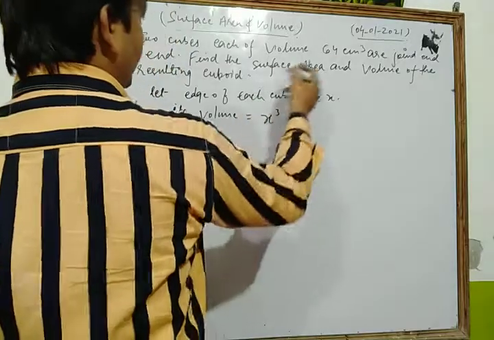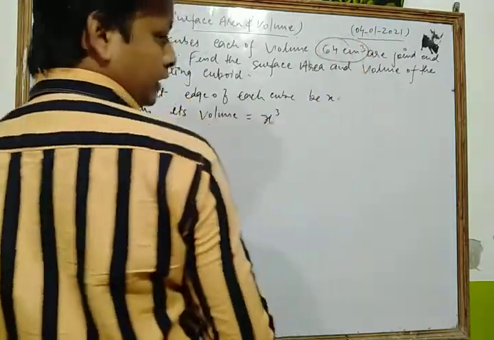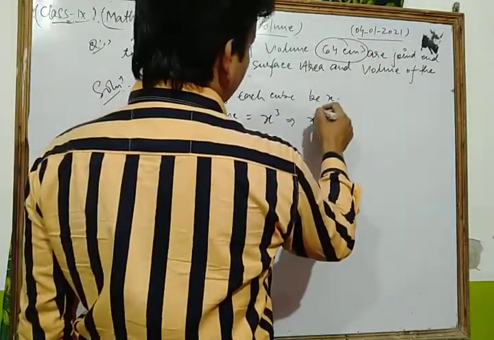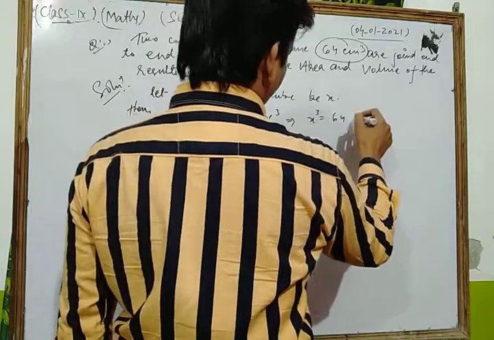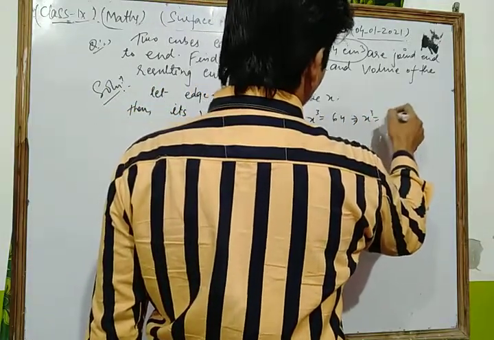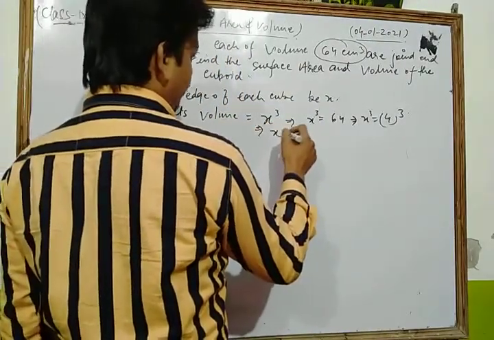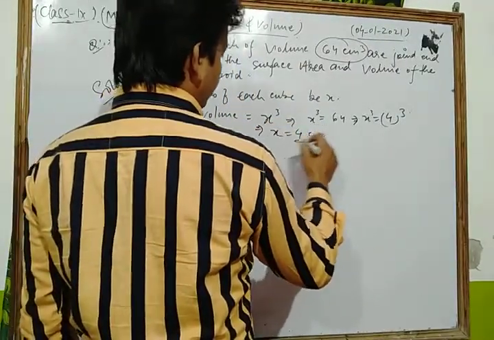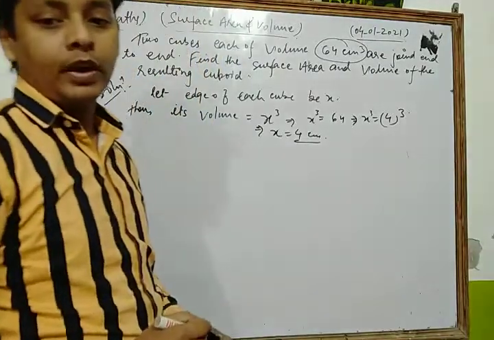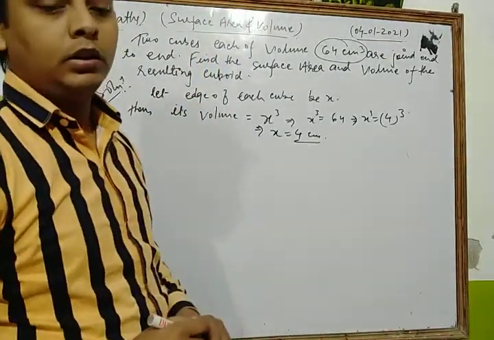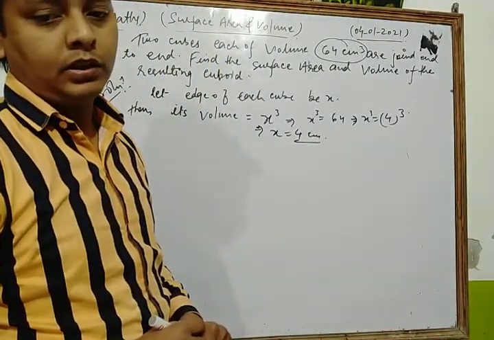x cube, which is given as what? 64 centimeter cube. That is, x cube is equal to 64. That is, x cube is equal to 4 cube. That is, the value of x is what? 4 centimeter. In this way, first of all, we find the edge of each cube.